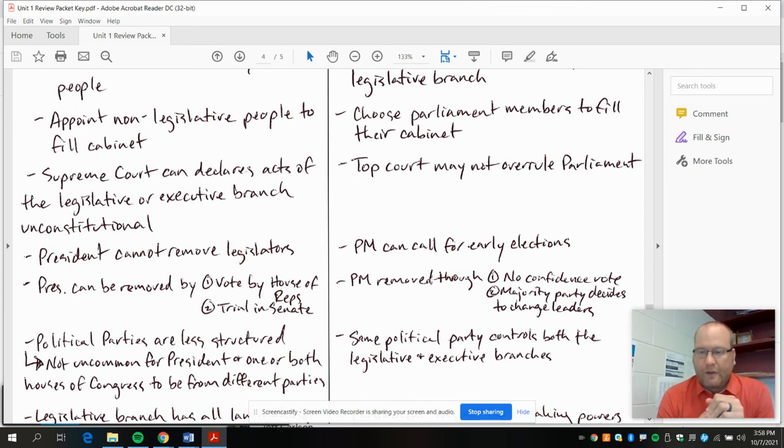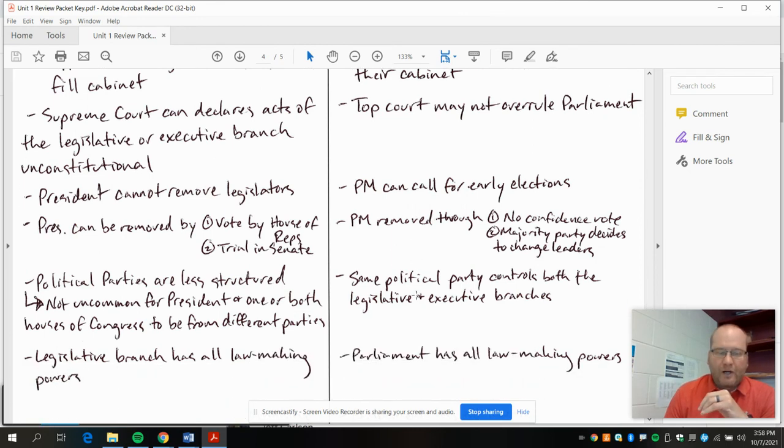There's a vote in the House of Representatives for impeachment, and if that passes, then there's a trial in the Senate where the senators basically act as the jury for that trial. To remove a prime minister from office in a parliamentary system, there needs to be either a no confidence vote, where they vote that there's no confidence in that person, nobody trusts that person anymore, they don't think they're doing a good job, and then the majority party would then decide on who their new leader is going to be.